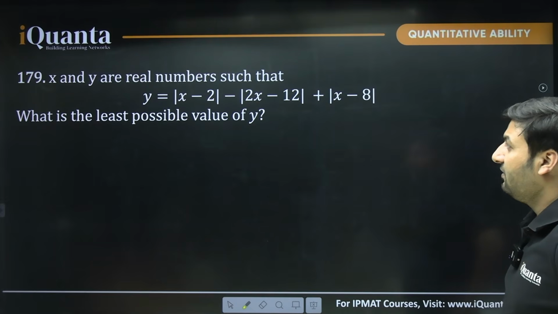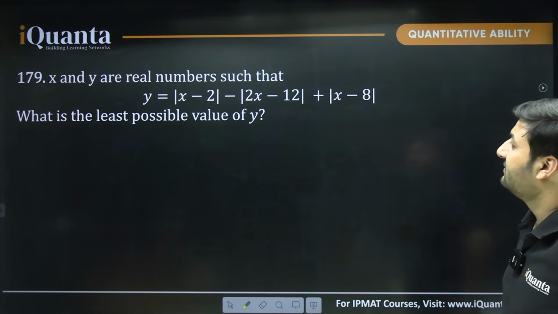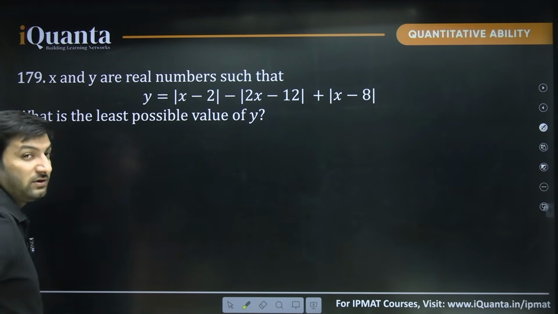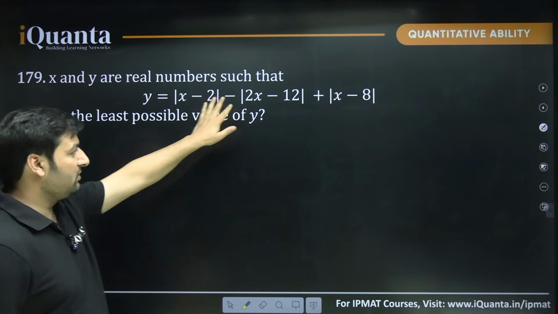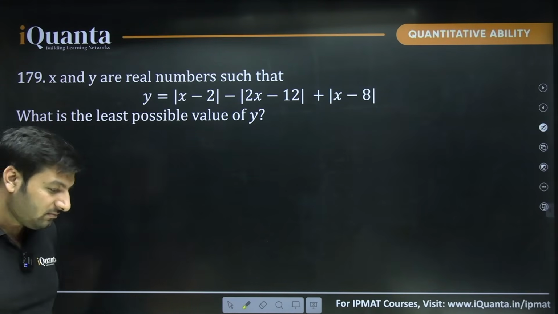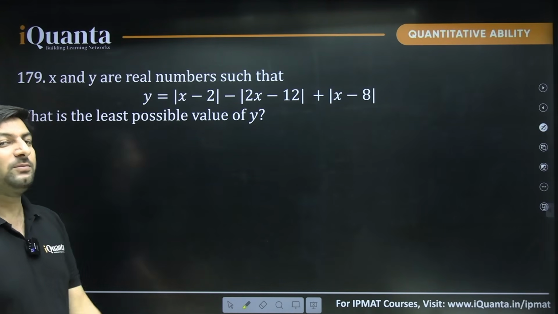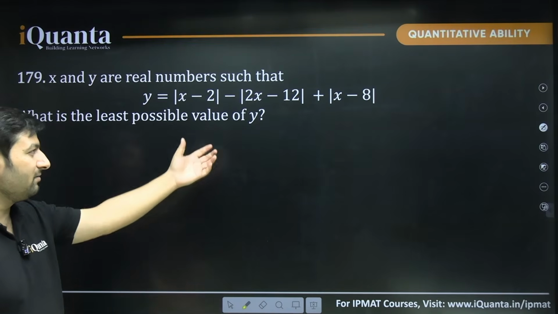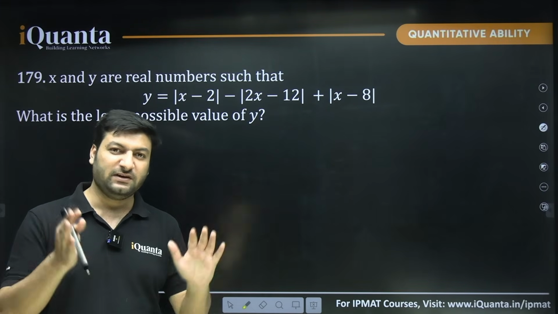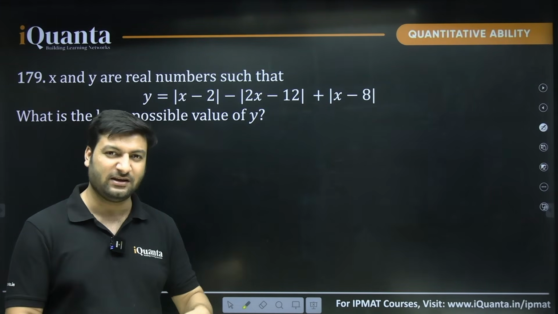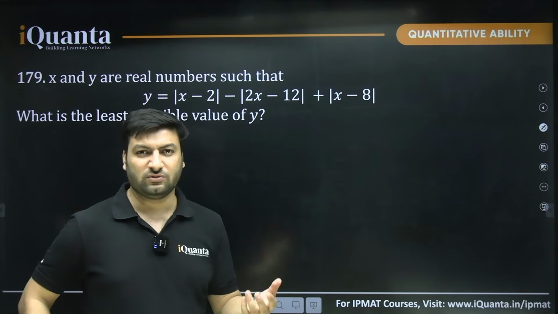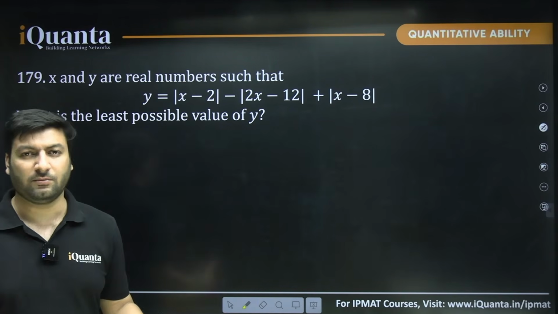179th: x and y are real numbers such that y is given, and we want the least possible value of y. Now these are not modulus which are all being added. 1 modulus, 2 modulus, 3 modulus, these two are being added, but there is a minus sign in between. Such modulus questions will probably not come in your exam. These are JEE relevant questions, but still, because modulus have been seen, we should do such questions. They can come, because for the last few years they have been continuously giving modulus being added.